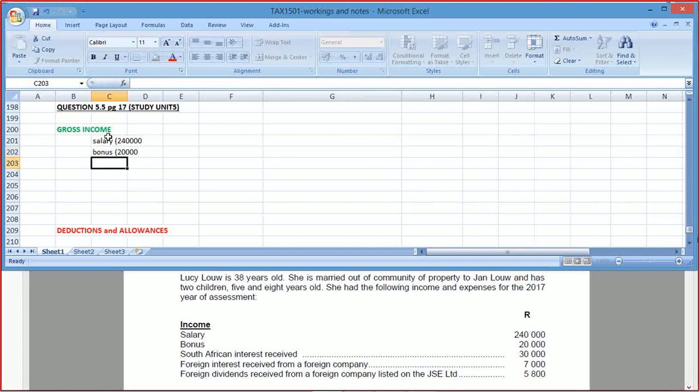Right, income. Would you include income as part of her gross income? Yes, so she gets a salary, 240,000. She also gets a bonus, 20,000. All of this is part of her gross income. South African interest, is that part of gross income? Definitely. But when you see South African interest, then you need to say less the interest exemption. So what is her interest? How much does she receive? 30,000.